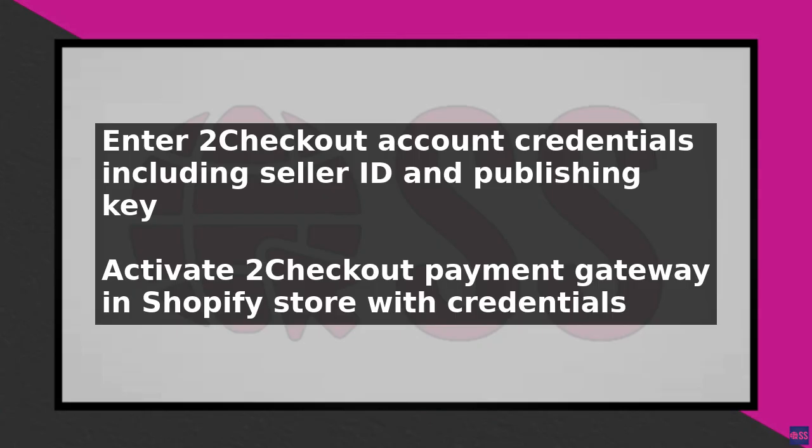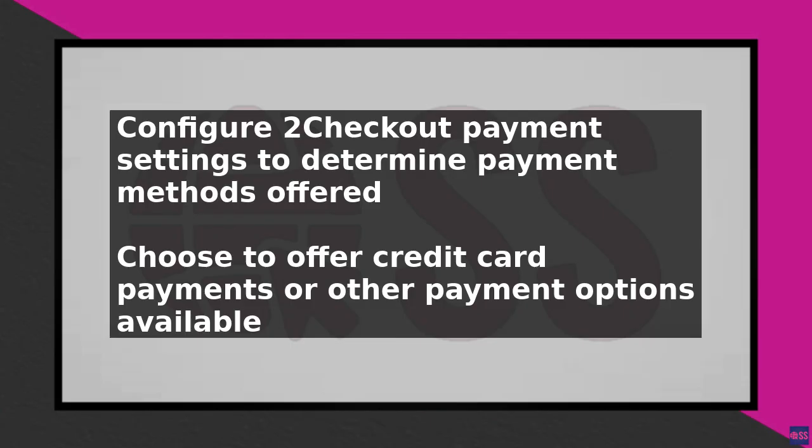Next, configure your 2Checkout payment settings to determine which payment methods to offer your customers. You can choose to offer credit card payments, PayPal, or other payment options. You can also set up recurring payments and subscriptions if you offer subscription-based products or services.